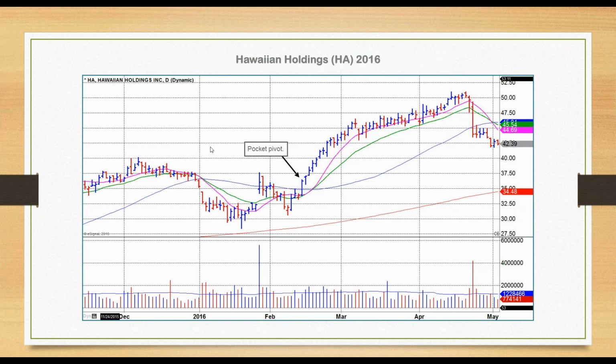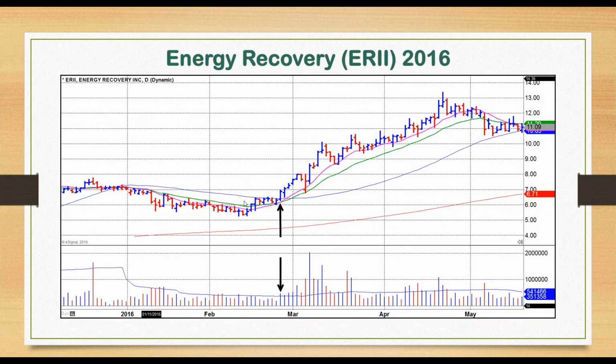But that's a good example of the pocket pivot advantage. Energy Recovery. Now, here's a little $6 stock that has a pocket pivot as it's building this base. You can see here, you're trying to round out this base, and you're still well off the highs, okay? But you're buying it in here, and you get a 50% move higher.